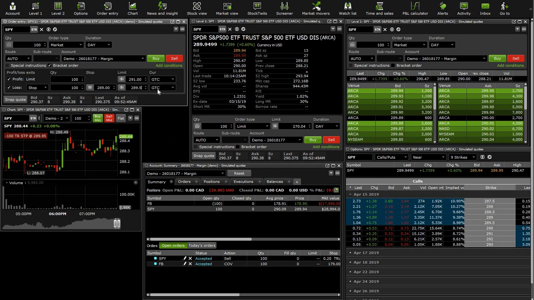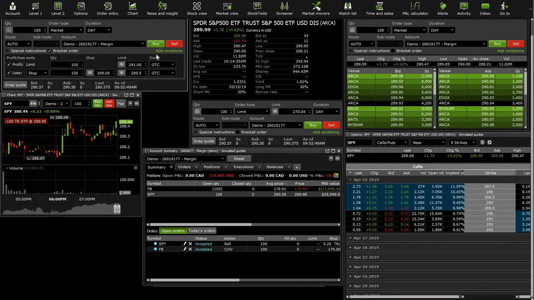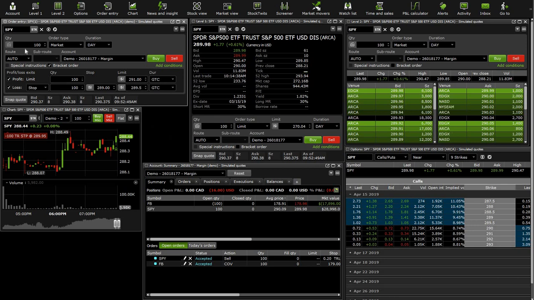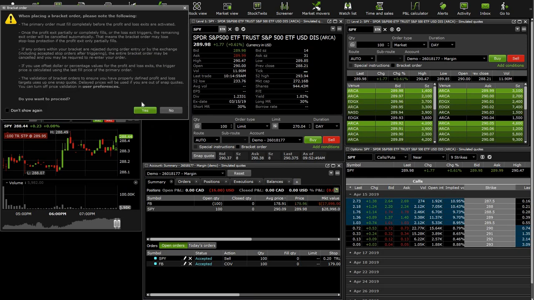I think Questrade makes you do a limit with the stops if you're doing a stop loss on this kind of order. So we're going to hit buy. This is going to buy me 100 shares. It's going to take profit, so it's going to sell the shares at 291. And if it goes down to, we'll do 289, let's see if that works. If it hits, sorry, 288.5, there we go, it should sell us out. So we'll hit buy here.